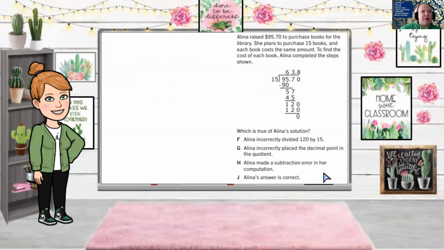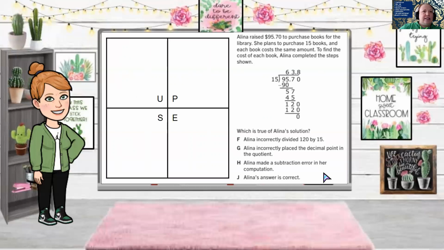Okay, our second problem, again with UPSI. Alina raised $95.70 to purchase books for the library. She plans to purchase 15 books, and if each book costs the same amount, to find the cost of each book, Alina completed the steps shown. Which is true of Alina's solution?